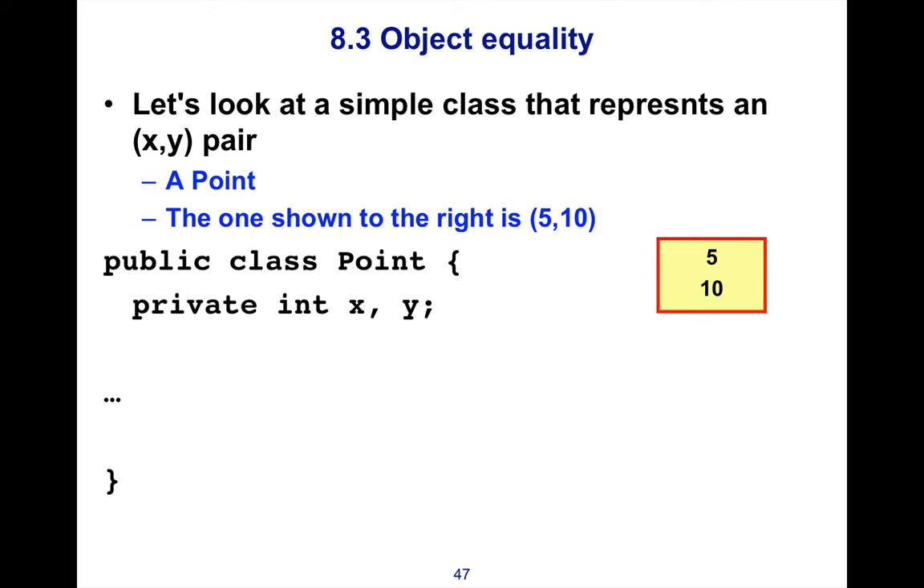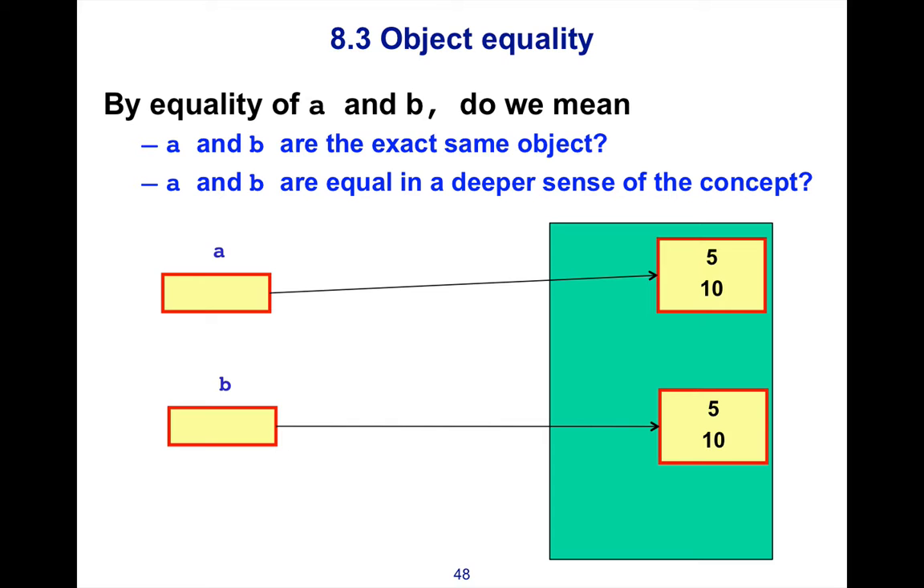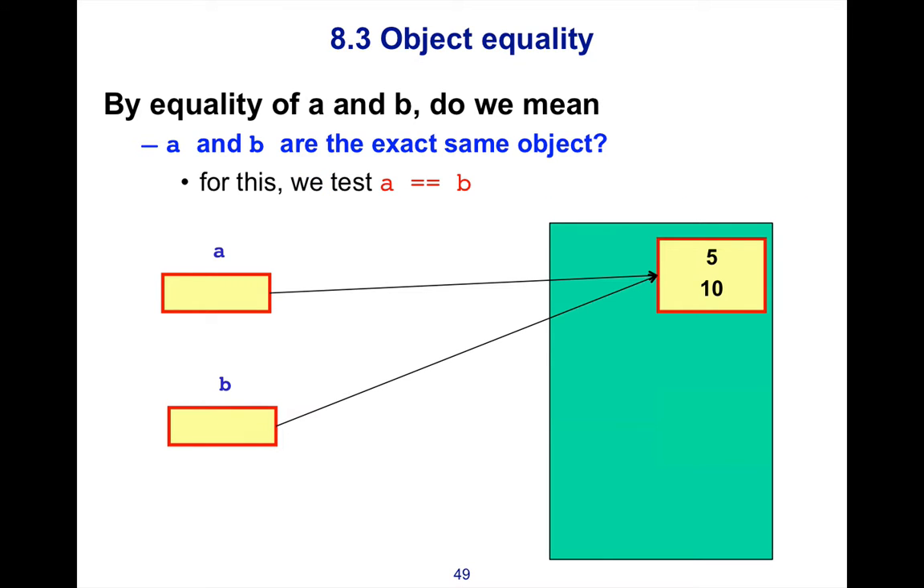What if we have 2 points, each having the value 5 and 10? Here we show A and B referencing different instances of the point object, so they're not exactly the same object, but we might want to regard them as being equal in a deeper sense of the concept, namely because they reference the same x and y coordinates. If we care about equality due to them being exactly the same object, that's what the equal operator would tell us. So if we write A equal B, that's true if and only if A and B are exactly the same object, referencing exactly the same storage, exactly the same place where the point object is stored in the heap.